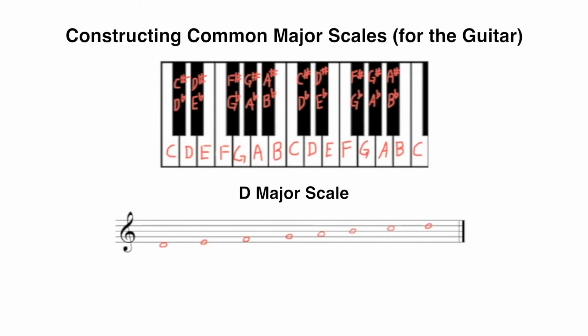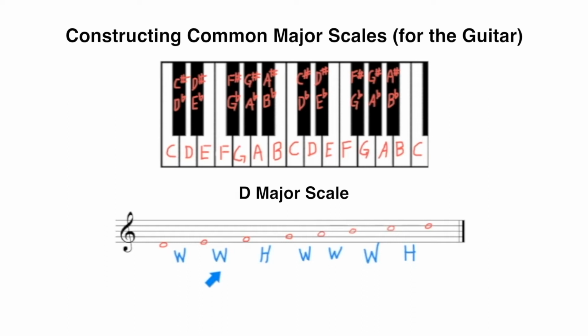Next, we need to follow the whole, whole, half, whole, whole, whole, half pattern of a major scale. Using the piano to examine the distance between the notes, we can see that D to E on the piano is a whole step because of the black key in between, making 2 half steps.